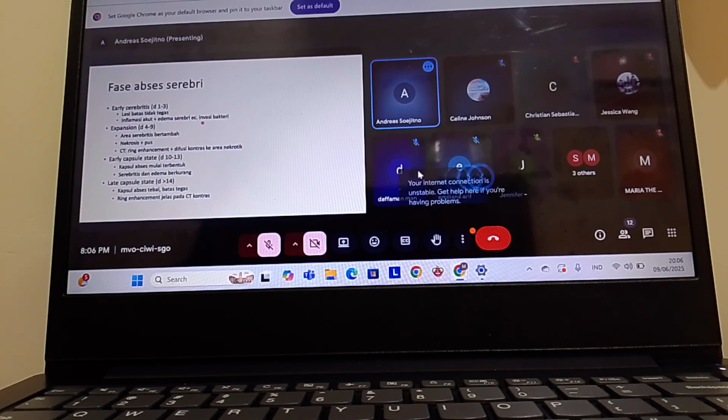So the previous non-affected area of abscess now becomes more firm, and then we can see the formation of the pus plus the necrotic area, but it's not yet localized.